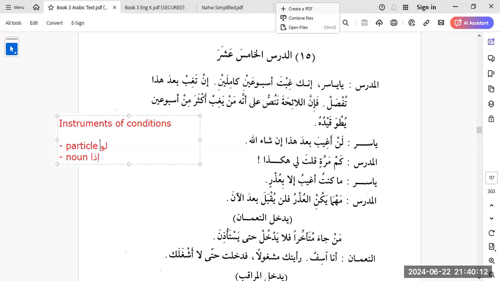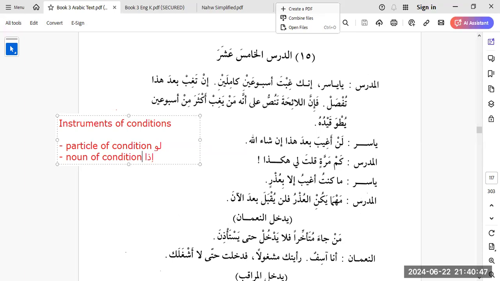But if you further classify it, you will have particles of condition. All right. So what is a particle of condition? Law. And then there are the details. Does it make anything majzoom or not? Does the iza make anything majzoom? Does it make any change to the verb? We say no. All right. So what I'm trying to tell you here is the instruments of condition can be a particle, it can be a noun. So far, we know about two of them.